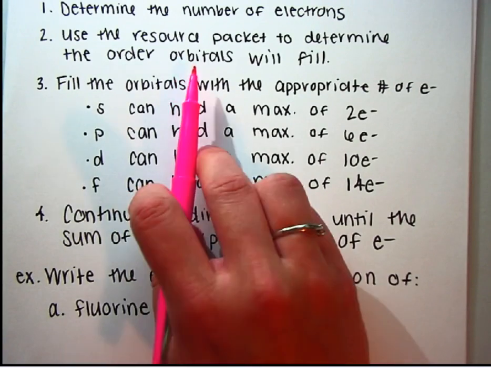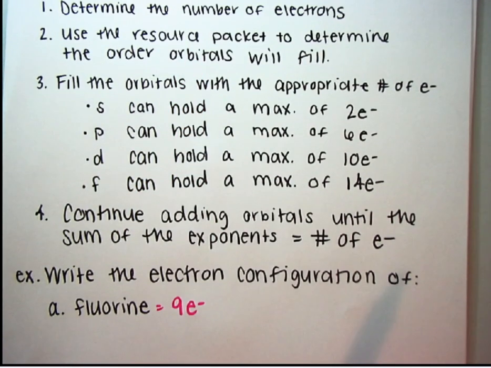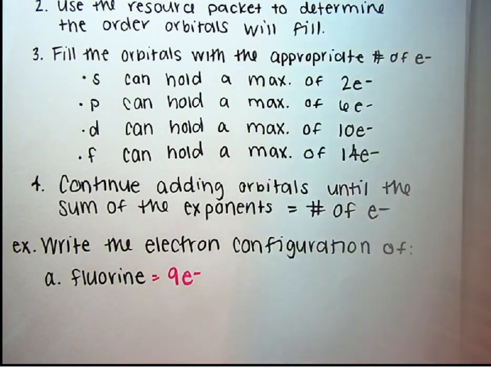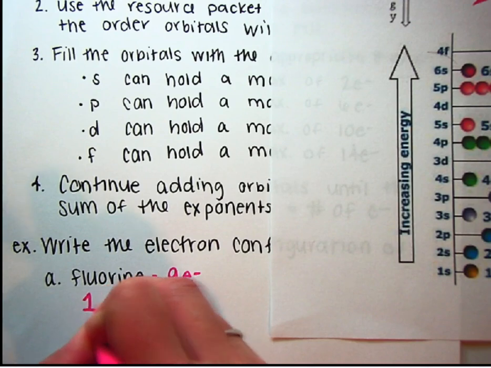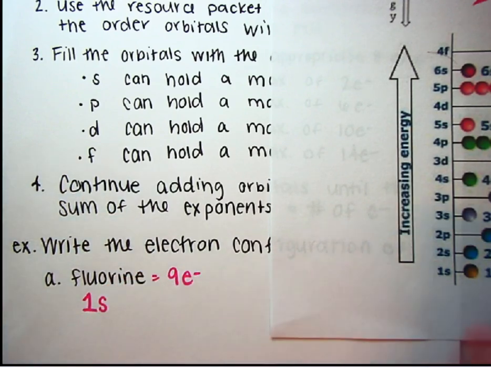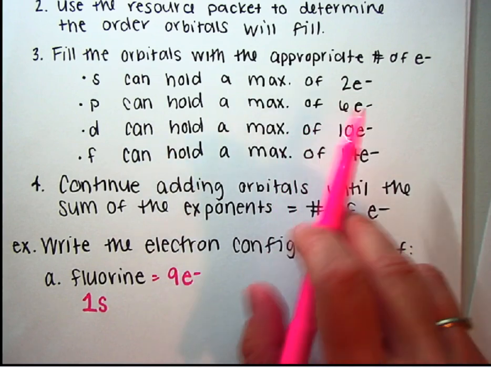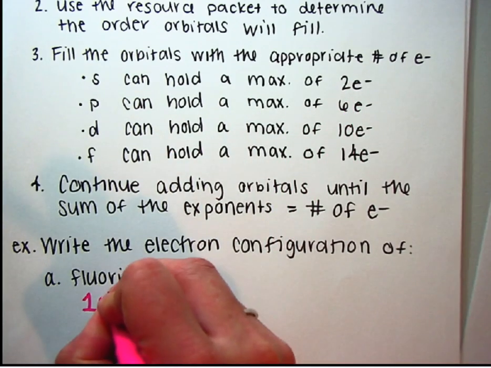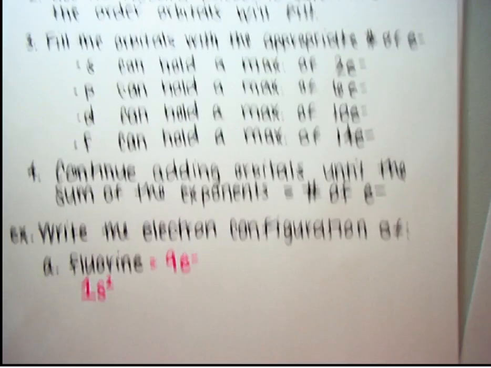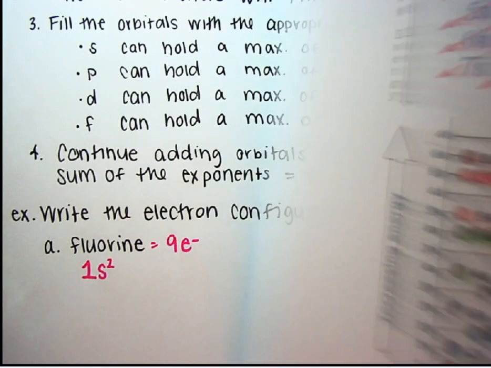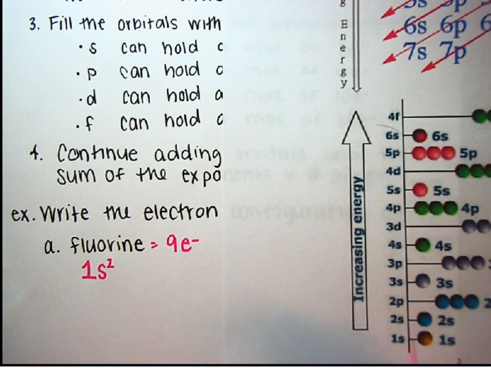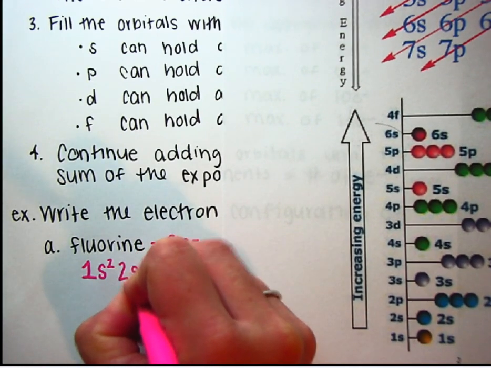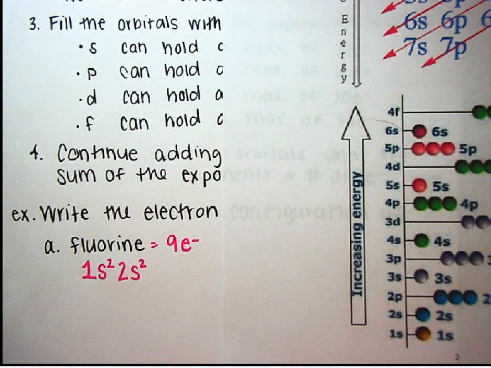Step 2, we're now going to go to our resource packet to determine the order orbitals will fill. The first orbital that is going to fill is the lowest energy orbital, which is 1s. Step 3, fill the orbital with the appropriate number of electrons. S can hold 2 electrons, 1s2. Once the 1s orbital is filled, we're going to go to the next orbital. So let's follow the arrow up. The next orbital would be 2s. And again, s can hold 2 electrons.